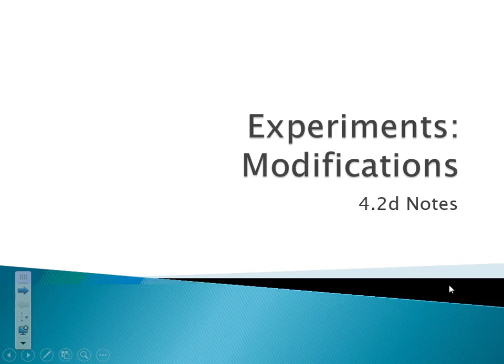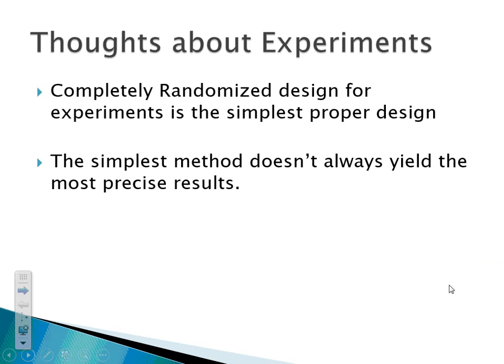And we can do the same thing with experiments, all right? So some quick thoughts about experiments. A completely randomized design for experiments is where we just take our people, we randomly assign them into a treatment and a control group, and then we compare them in the end. That's our simplest proper design for an experiment. But our simplest method doesn't always yield the most precise results.